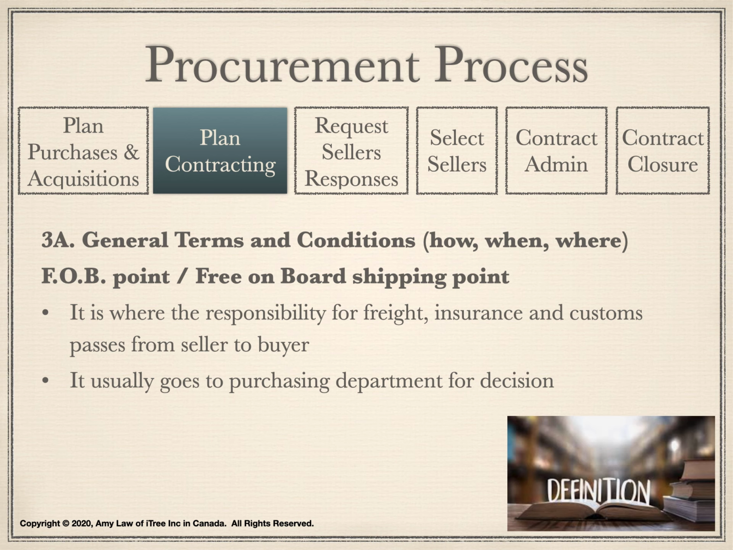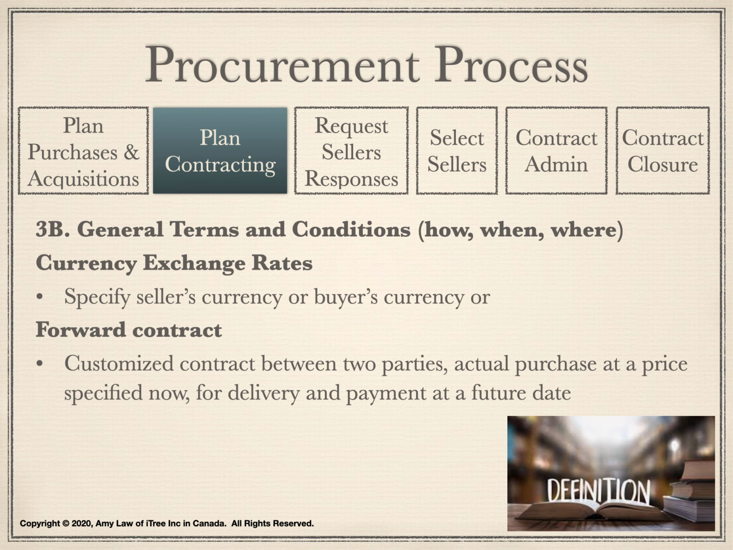FOB stands for Free On Board Shipping Point. It is where the responsibility for the freight, insurance, and customs passes from seller to buyer. It usually goes to the purchasing department for decision. Currency exchange rate specifies the seller's currency or the buyer's currency.